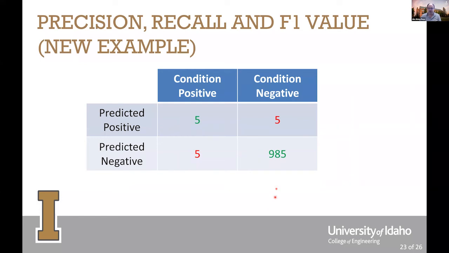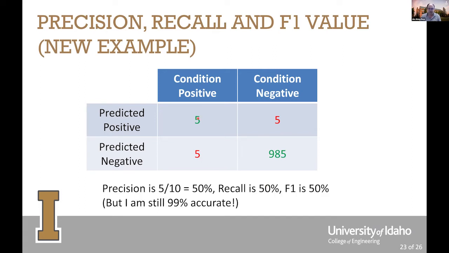Here's a different one. Let's say we split it up 3 different ways. We predicted some things. We found some things. We predicted some things that were wrong, and we missed some. Precision, 5 out of the 10 reported is 50%. Recall, we found 5 out of the 10 real ones. That was 50%, so F1 is 50%. But I'm still 99% accurate. I got 990 out of 1,000 right.